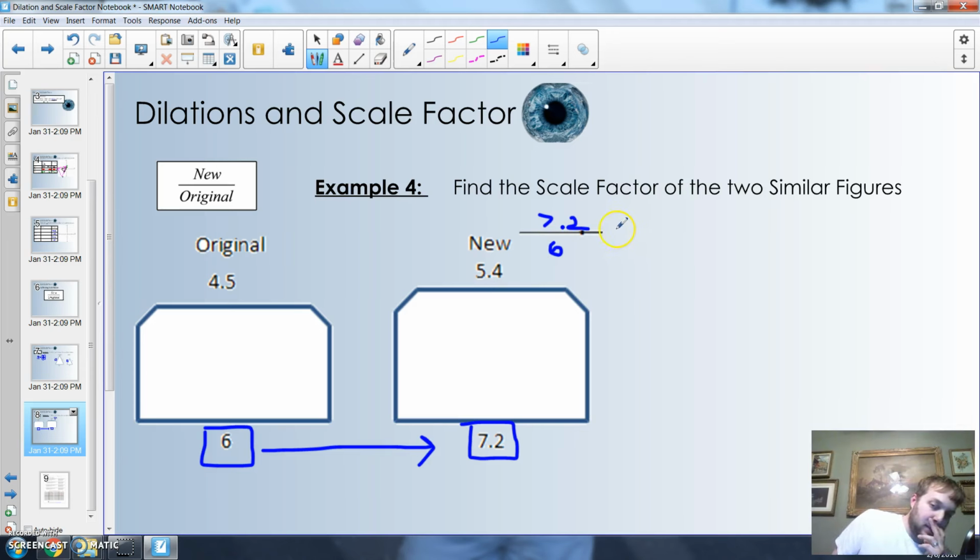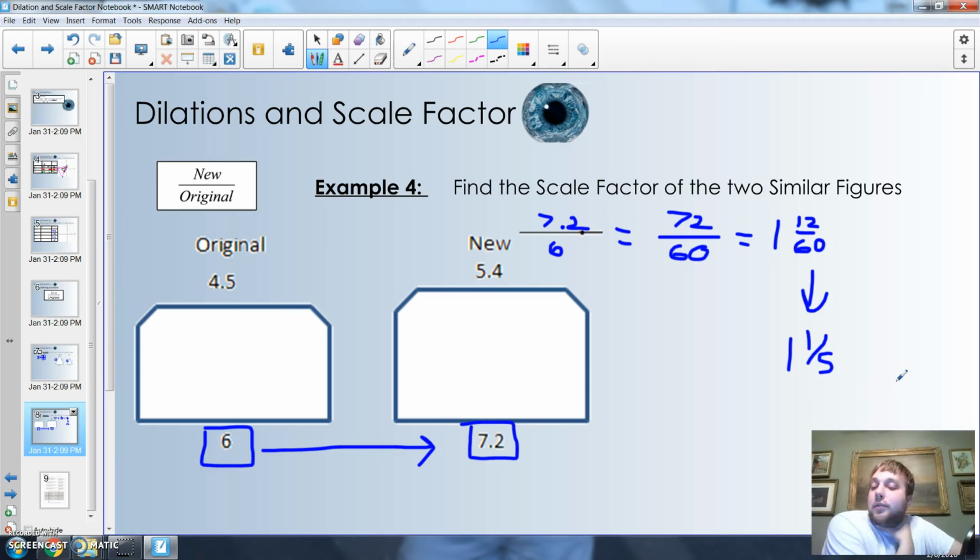If you do that, I'm going to move the decimal over twice, and I've got 72 over 60, just because I don't like decimals and fractions. 72 over 60 is 1 and 12 out of 60. That's actually 1 1/5, I believe. 1 1/5. Perfect. Or 6/5. If you want to say 6/5, that also works.